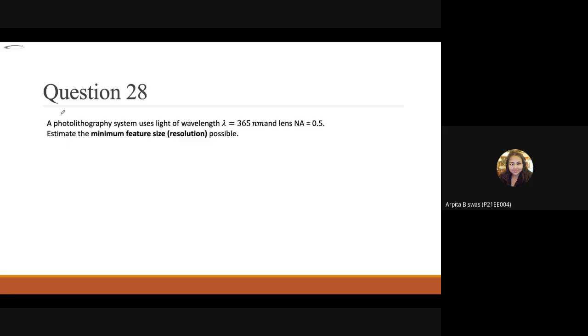This is question number 28. In a photolithography system that uses light of wavelength lambda equal to 365 nanometer and a lens numerical aperture of 0.5, estimate the minimum feature size or resolution possible. So you have to find out the L minimum. Tell me what is the equation? How to find out the L minimum?